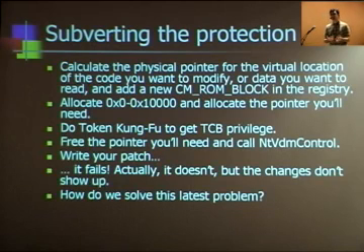So what you need to do is first you calculate the physical pointer for the virtual location of the code you want to modify, and you add this entry in your registry. Then you allocate the pointer 0x0 for a range of 10,000. And then you do the token trick to get that TCB privilege that you need to initialize. You free the pointer. Then you free the memory allocated at the beginning, call into VdmControl. Now you have access to that kernel memory.